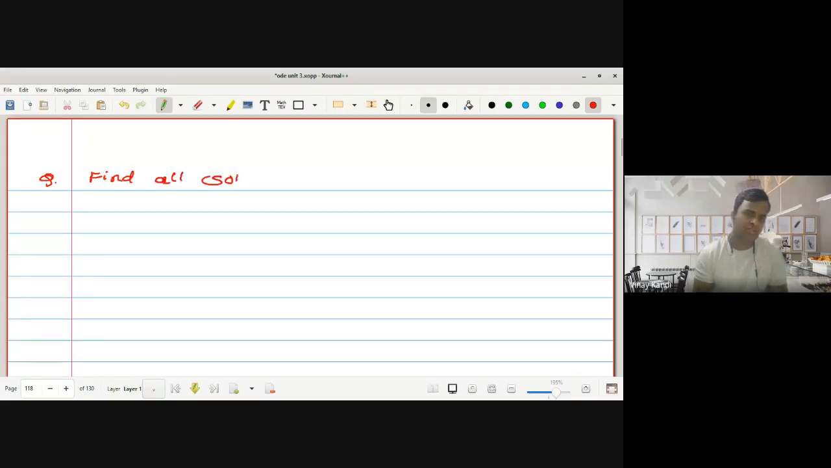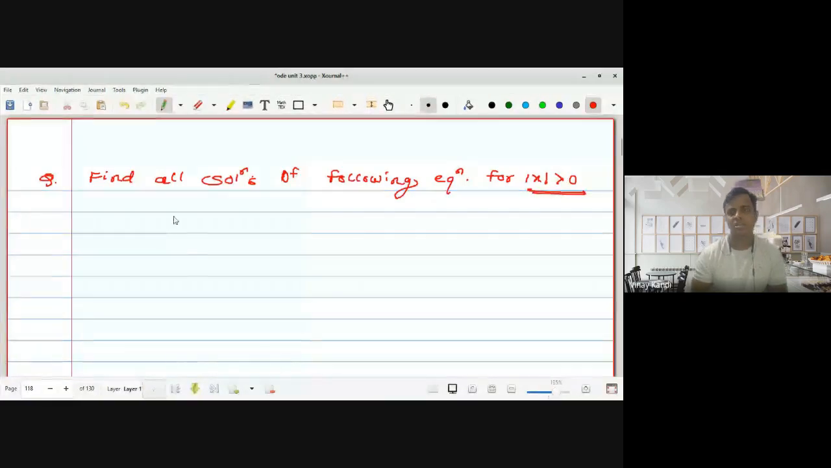Find all solutions of the following equation. For now, look at it: mod x is greater than 0. Mod x is always greater than 0, it is a function that is always greater than 0.